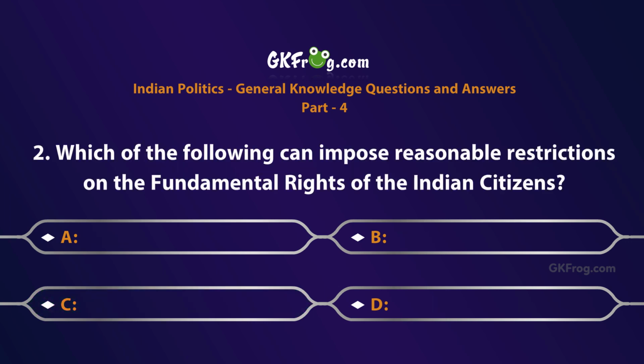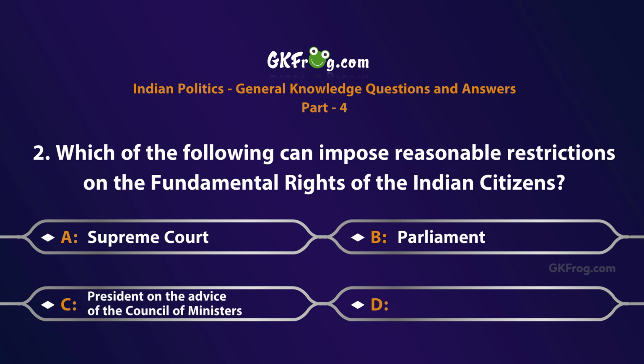Which of the following can impose reasonable restrictions on the fundamental rights of the Indian citizens? A. Supreme Court. B. Parliament. C. President on the advice of the Council of Ministers. D. None of the above. Correct answer is B. Parliament.